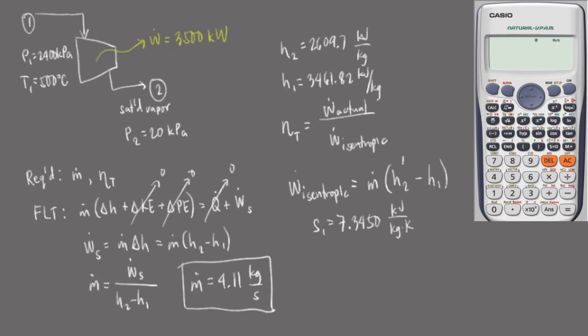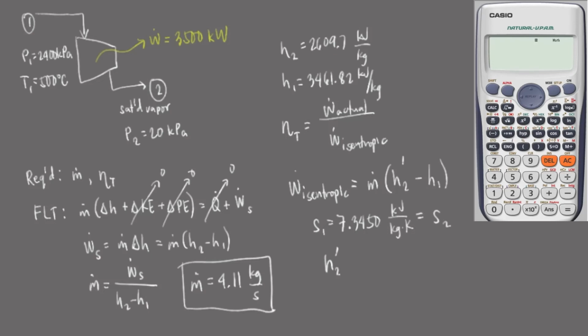Our determined value of the entropy of the input stream, that is stream number 1, is also equal to the entropy of stream 2, that is under isentropic conditions. So for stream 2, we will no longer be following the given that it is a saturated vapor. We have to rely on the given value of the outlet pressure, that is 20 kilopascals, and the outlet entropy, that is the same as the inlet entropy, to determine the value of H2 prime. Remember that H2 prime is the enthalpy of the outlet stream if we are carrying out an isentropic process.